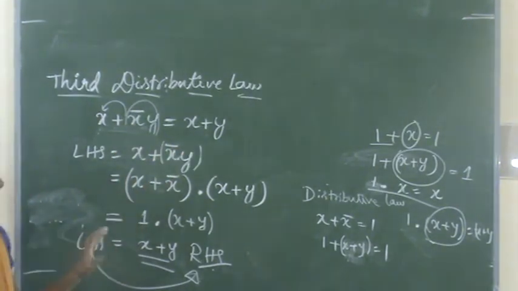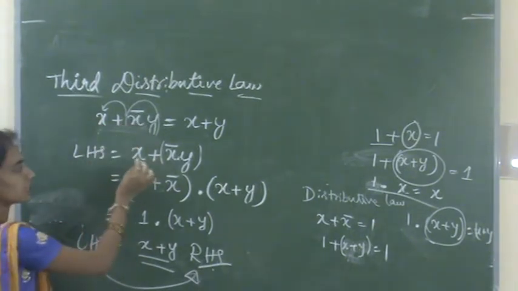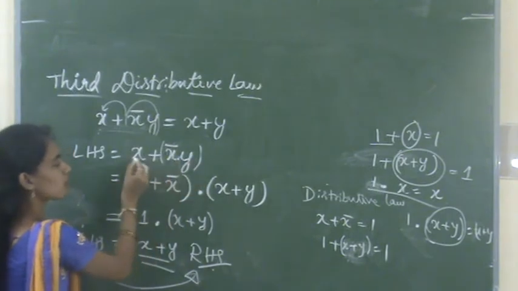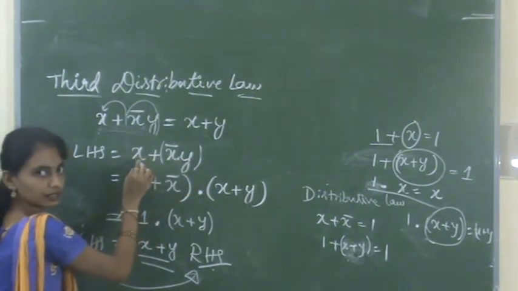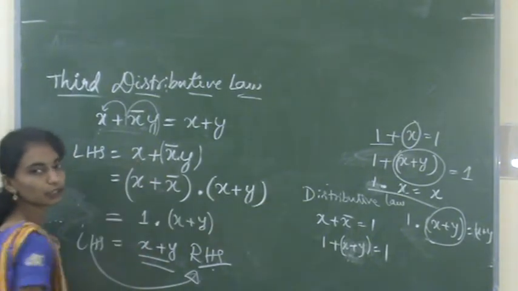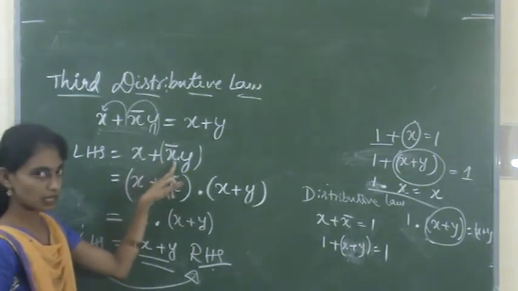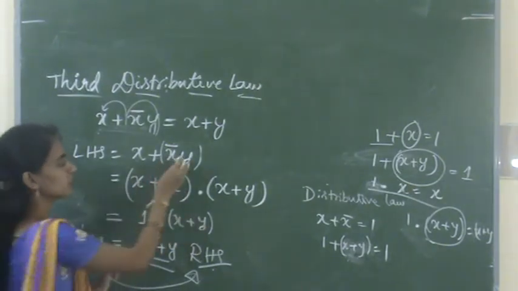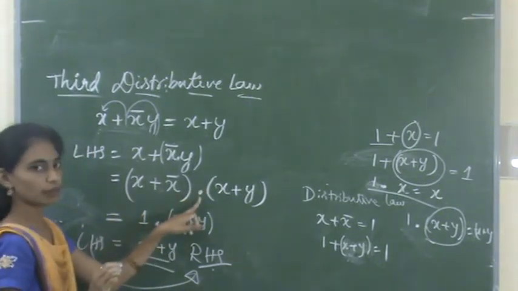So I will explain once again. So I am taking only the LHS part here, that is x plus x bar y. So I am multiplying this with this, right? So we are applying the distributive law. So x plus x bar into, so here we have into, right? So that's why I wrote into, means AND operation.